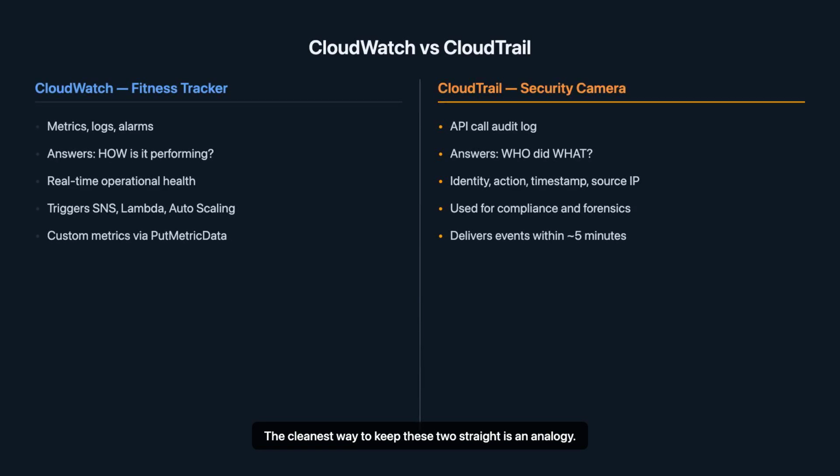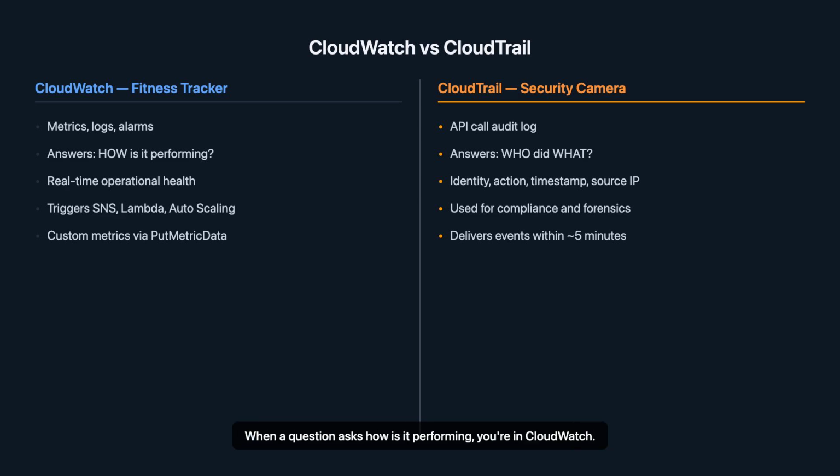The cleanest way to keep these two straight is an analogy. CloudWatch is the fitness tracker on your wrist. It shows your heart rate, your steps, your stress level, and it buzzes when something crosses a threshold. That's metrics, logs, and alarms, operational health in real time. CloudTrail is the security camera in the room. It doesn't care about your vitals. It records who walked in, what they touched, and when they left. That's identity, API action, timestamp, and source IP.